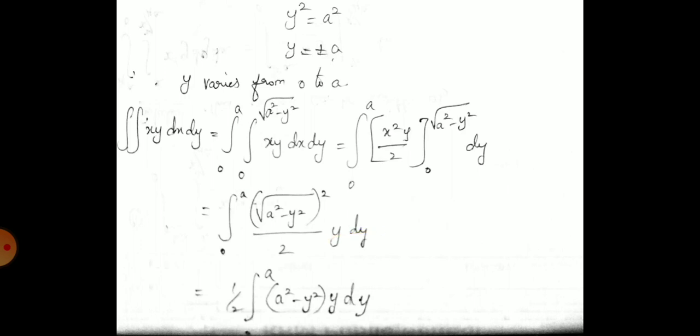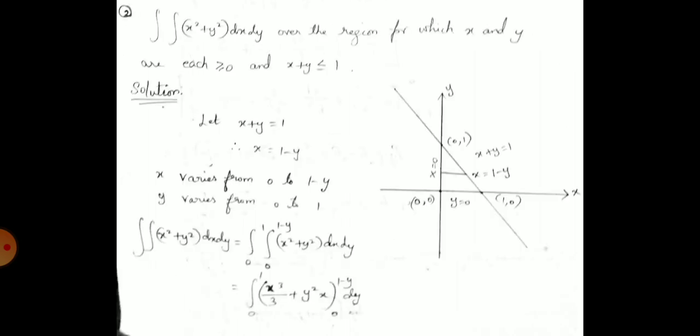So what will happen? Root of a squared minus y squared, the whole squared, divided by 2. If you apply that in the place of x, the 2 and the root get cancelled, and we get a squared minus y squared into y dy. Take the 1 by 2 outside. Now 1 by 2 into the integral, taking separate terms, a squared y dy minus y cubed dy. Now, as usual, we have to integrate with respect to y. So a squared y squared by 2 minus y power 4 by 4.